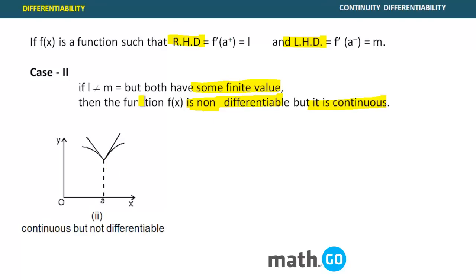Okay, clear? So even if you want to remember, again the mod x diagram will come into play. This is the mod x diagram. If you take the LHD, it will come out to be -1. If you take the RHD, it will come out to be 1 at x equal to 0. Both of them are not equal, RHD is not equal to LHD, we know this fact. But still they are both finite. That is why I am saying the graph will be continuous.